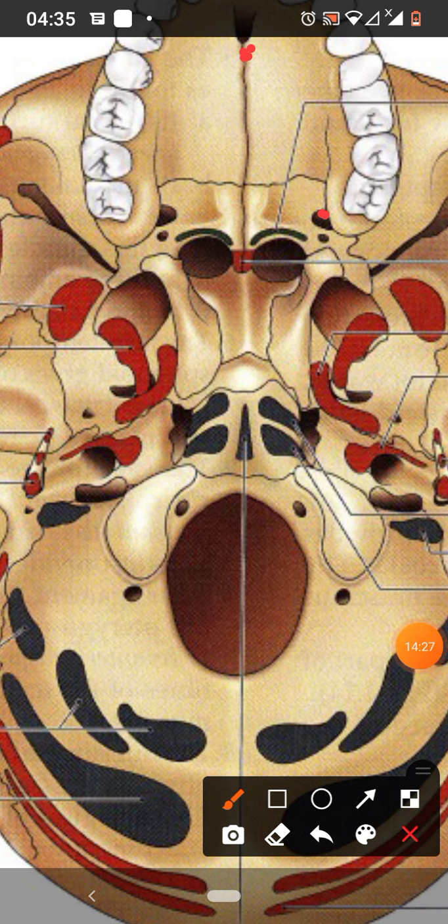Behind the greater palatine foramen, you know that here is the lesser palatine foramen. So in the lesser palatine foramen, the lesser palatine nerve, the middle palatine nerve and the posterior palatine nerves are passing through the lesser palatine foramen.